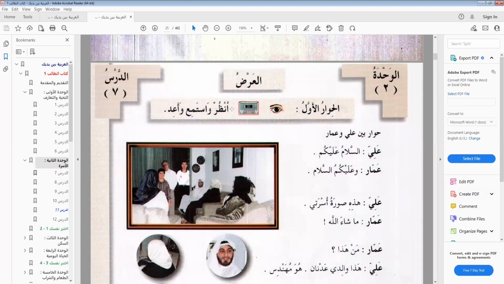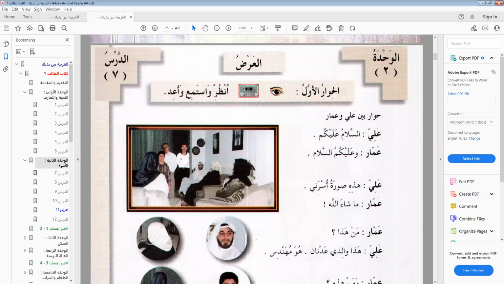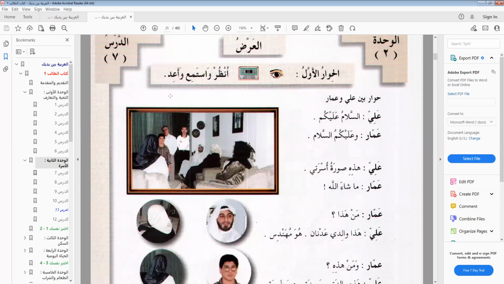Now, the instruction says, Unzur, look, wastami', listen, wa'aid, and repeat. Okay? Unzur, look, wastami', listen, wa'aid, repeat. That is, wherever you are, don't unmute your mic, just repeat what I'm saying, okay? Thereafter, we'll have the conversation.